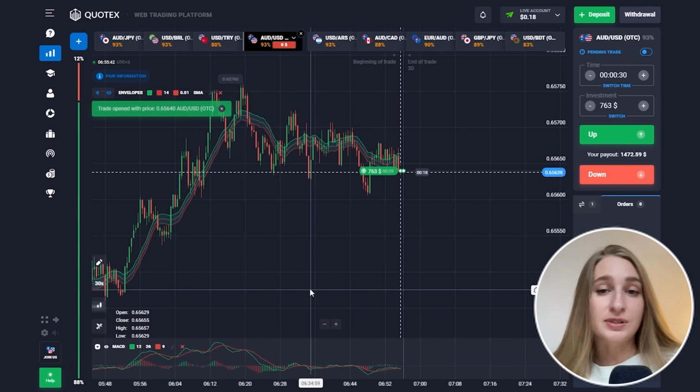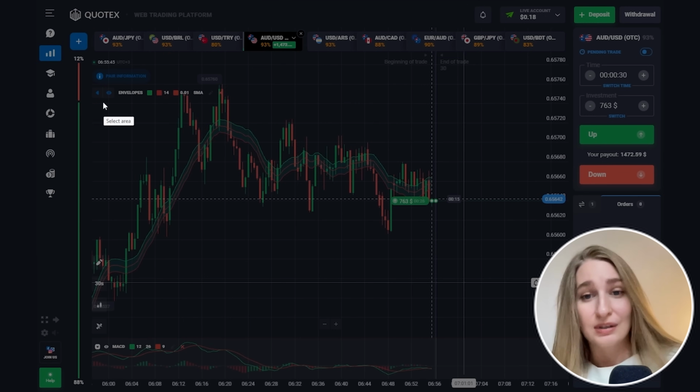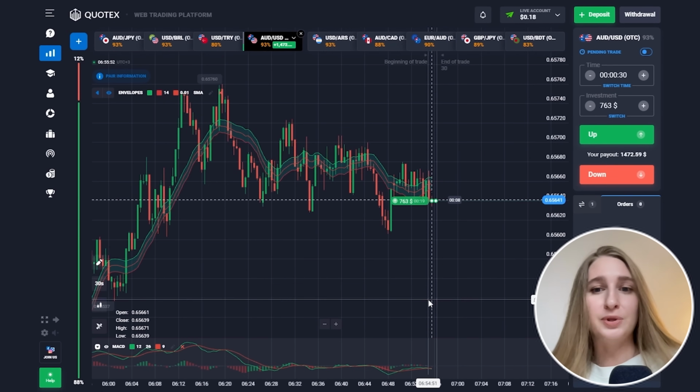I open on the upside, and why did I open up at this particular location? What I noticed here is that the price has reached such a good support level from which it will further push off and go in the opposite direction.